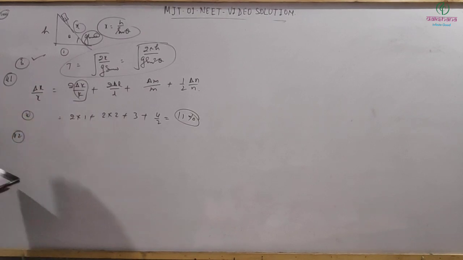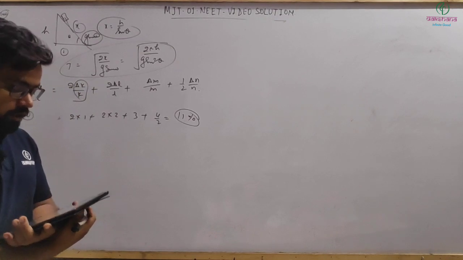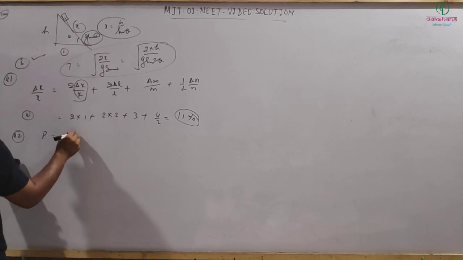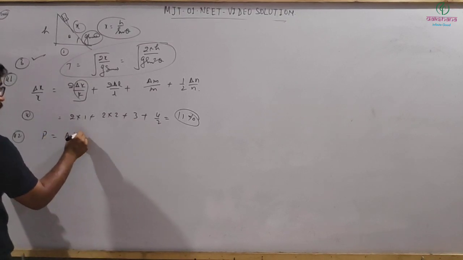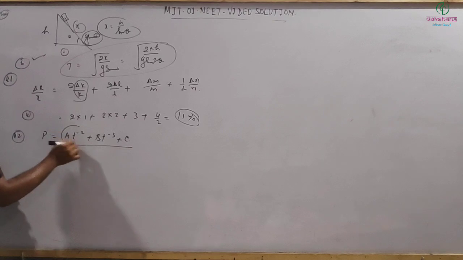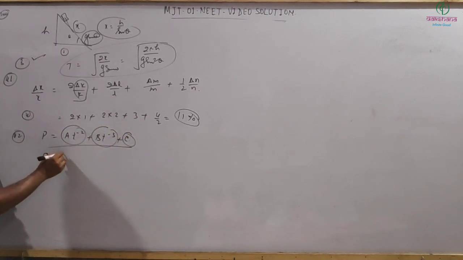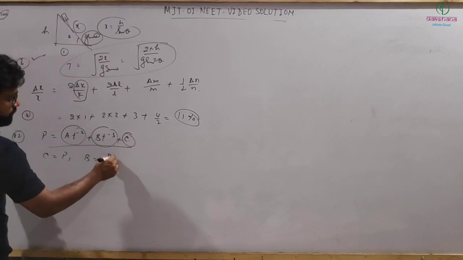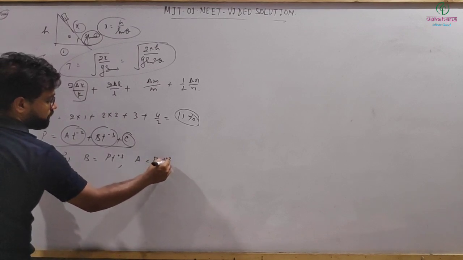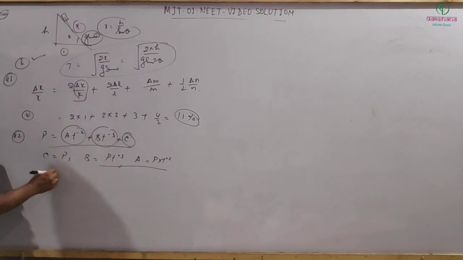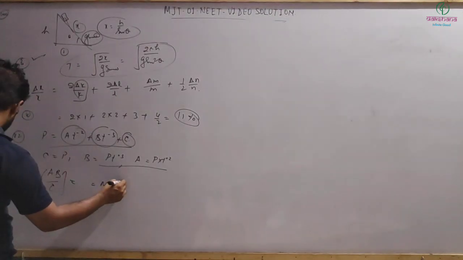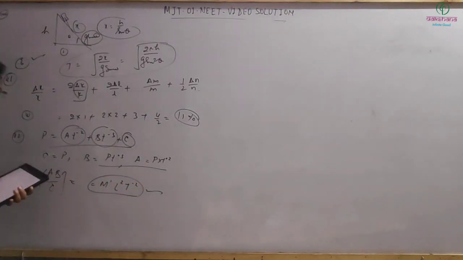Question number 42. The power P of a machine is given as a function of time: P is equal to A t power minus 2 plus B t power minus 3 plus C. So this is also power, this is also power, this is also power. So C is simply power, B is equal to power into t power 3, and A is equal to power into t power 2. Now the value of A into B by C, substituting and simplifying, it comes out to be M1 L square into T minus 2, which is the right answer.